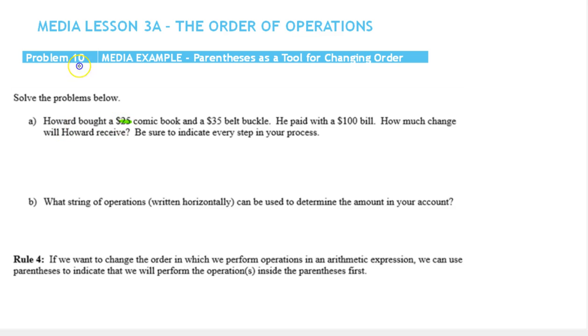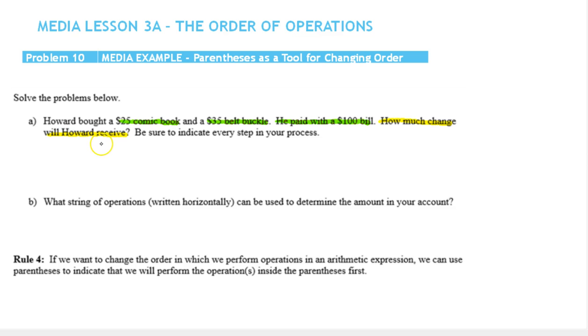Howard bought a $25 comic book and a $35 belt buckle. He paid with a $100 bill. Okay, and now our question or goal is, how much change will Howard receive? Be sure to indicate every step in your process. Okay, so there's a couple of ways to think about this, so let's look at both of them.